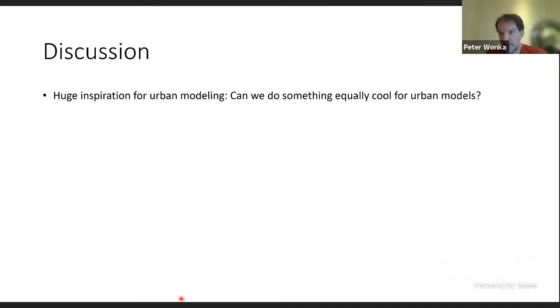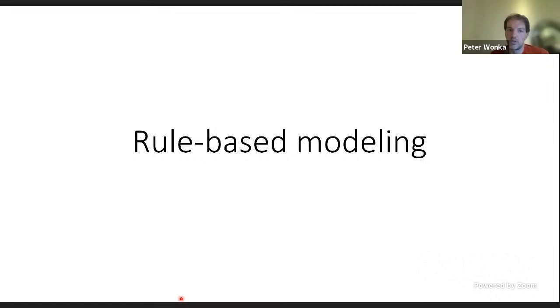And back then, the big question was, can we do something equally cool for urban models? And the plant modeling was significantly better developed when the urban modeling started to gain more traction. So the rule-based urban modeling, I would say, really started in the early 2000s. This is the initial approach for urban modeling.